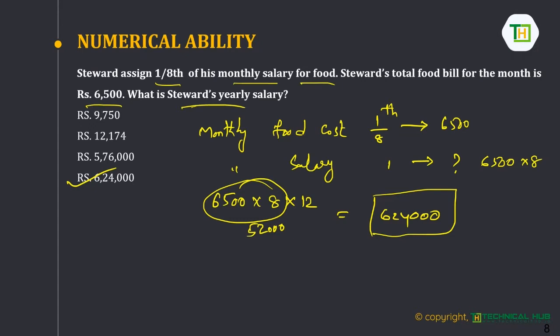Here he is spending 1/8 for food, and so the salary becomes 8 times of 6,500. Why? Because that 1/8 value is given as 6,500. So total salary for the month is 6,500 into 8, that is 52,000. 52,000 into 12. For 50,000, that is exactly 6 lakhs. Additionally, 2,000 into 12, 24,000. 6 lakhs 24,000. That is the annual salary of the steward.